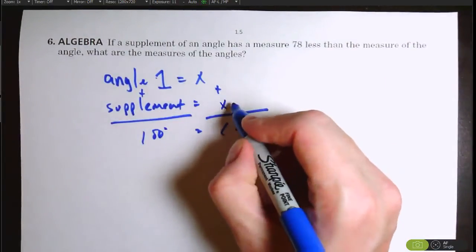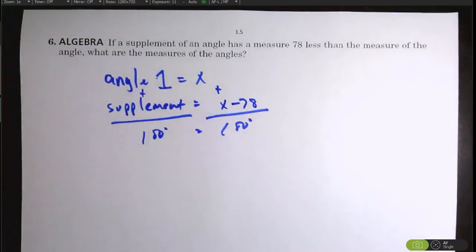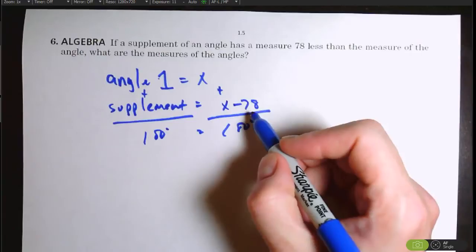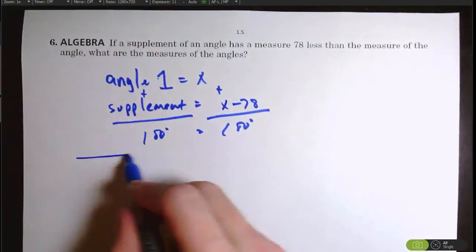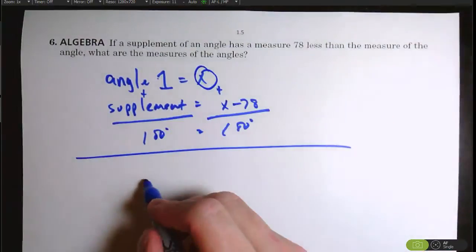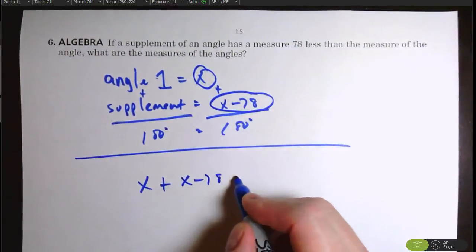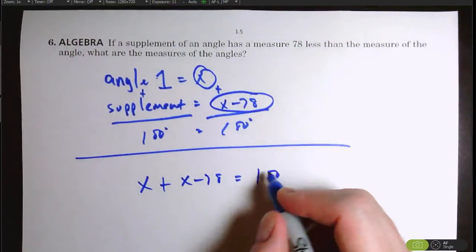So how do I do that? X minus 78. So if this is 120, it means I should take off 78 to get to this angle. So now my equation is x plus x minus 78 equals 180.